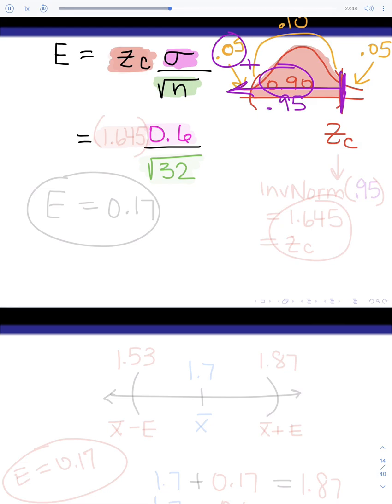So I'm going to do the inverse norm of what was on the left, which is the 0.95. Remember, to get to your inverse norm function on your calculator, you hit the second distribution key and go down to inverse norm. What our inverse norm pops out is 1.645, and that's our z value, our critical value. That's what we're going to use in our formula for z sub c.